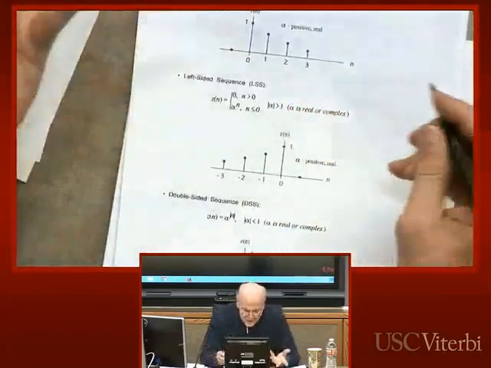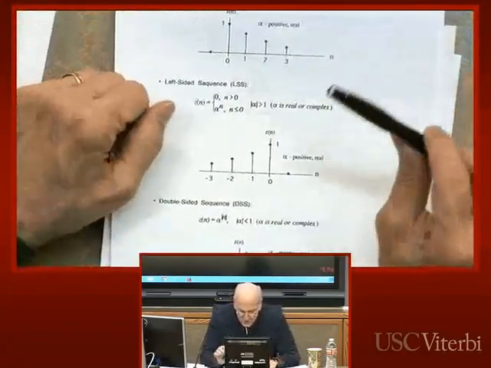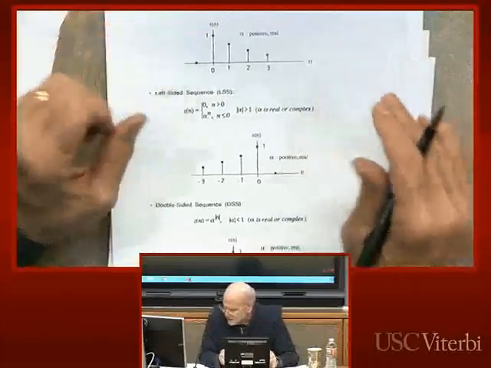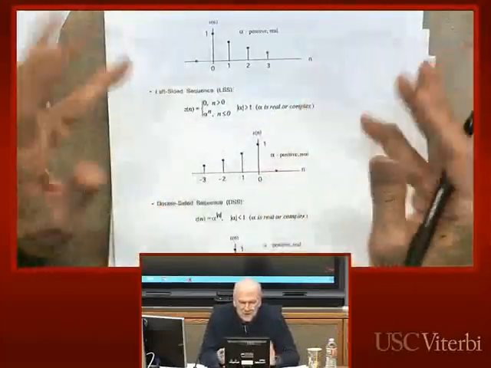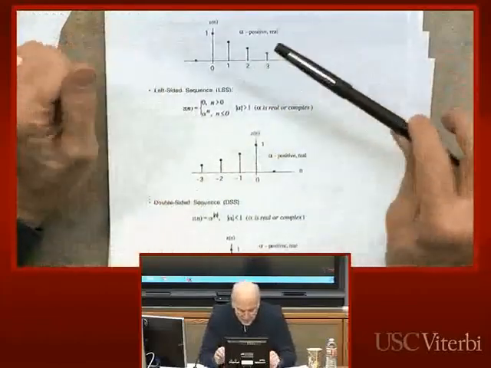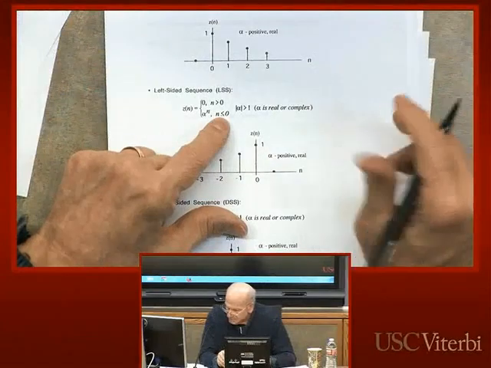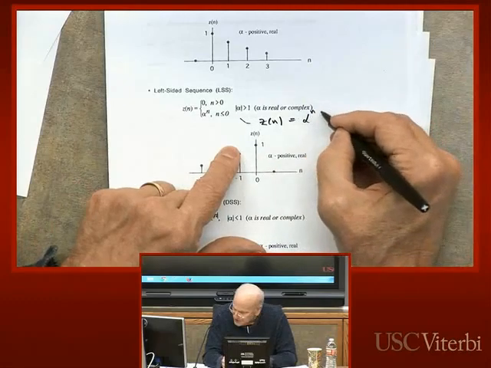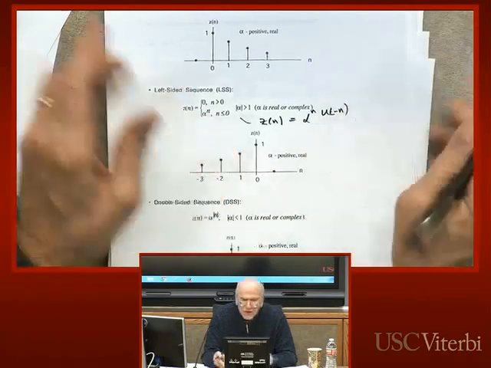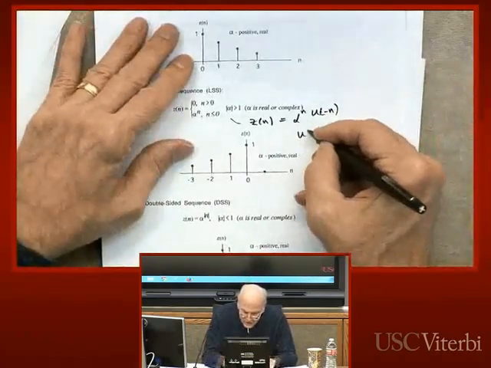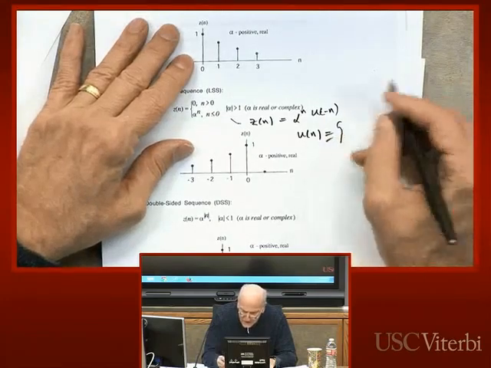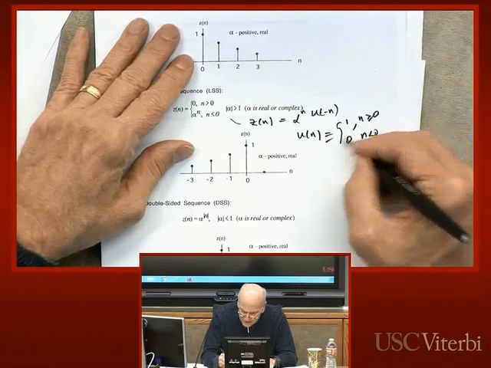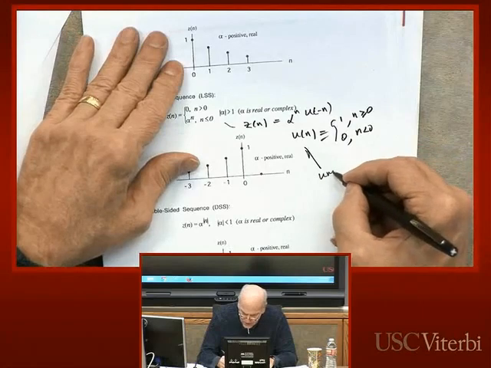Here's another one. This is the same except it's left-sided. We will also deal with those. Typically, in continuous time signals, you don't worry so much about left-sided sequences, especially impulse responses. But for this class, we will consider both. And here would be an example of a left-sided sequence, which can also be written, if you want to use this notation, as u of minus n. Where u of n is another one, defined to be 1 for n greater than or equal to 0, and 0 for n less than 0. This is called the unit step function, or unit step sequence.